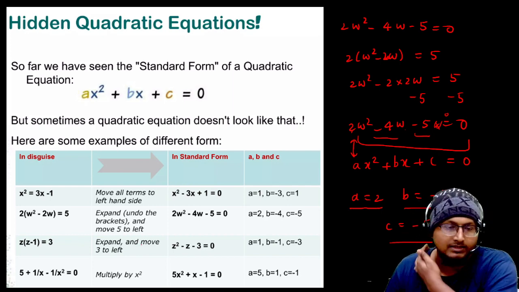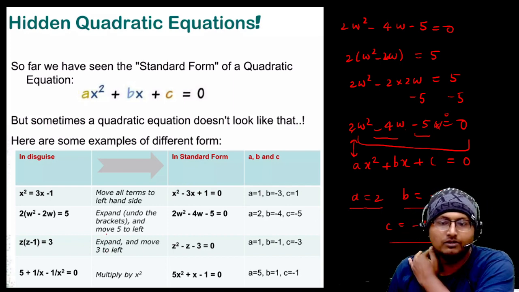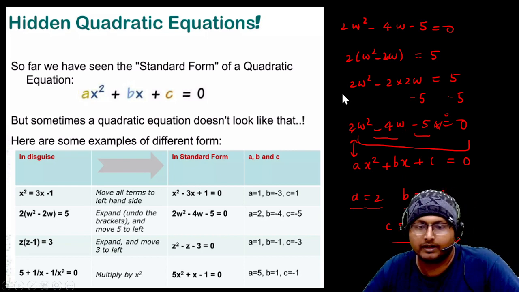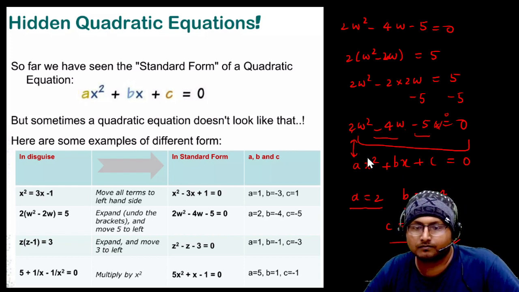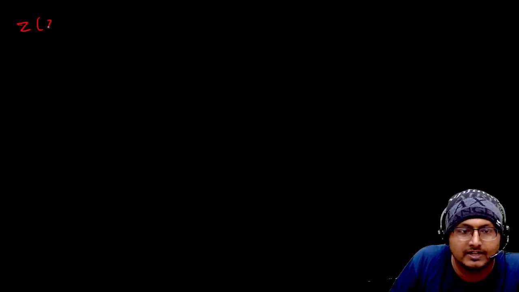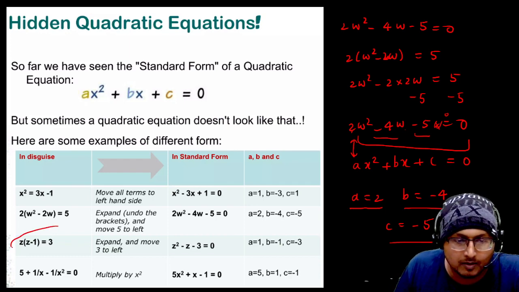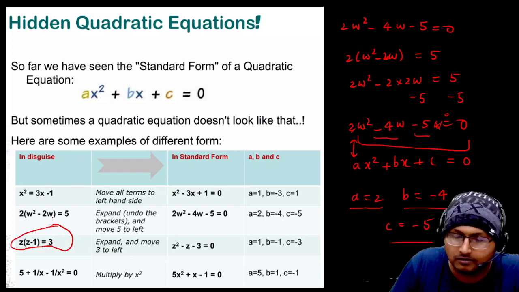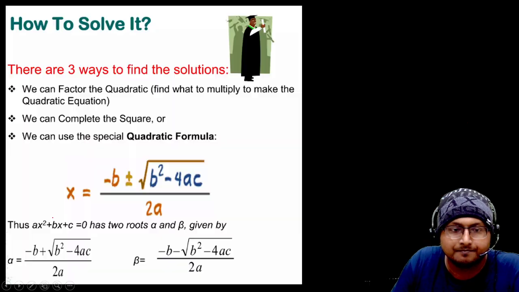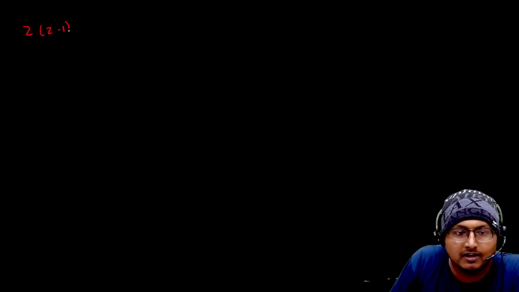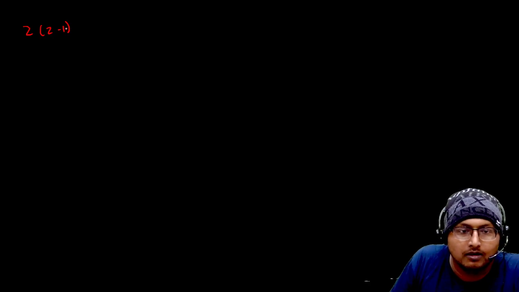Okay, next, z into z minus 1 equal to 3 he has given. So what he has given: z into z minus 1 is equal to 3. That is the thing he has given here. Now how will you do that one? z into z minus 1 is equal to 3.